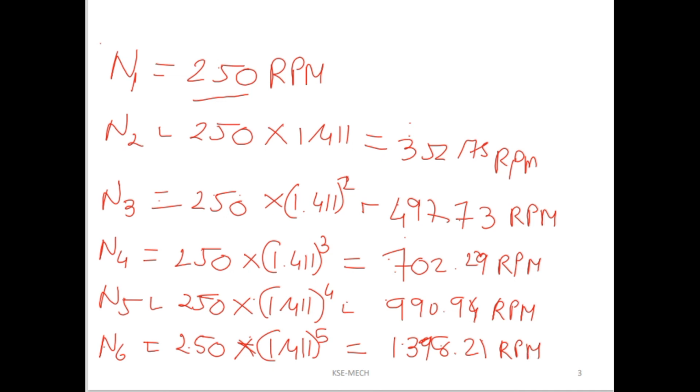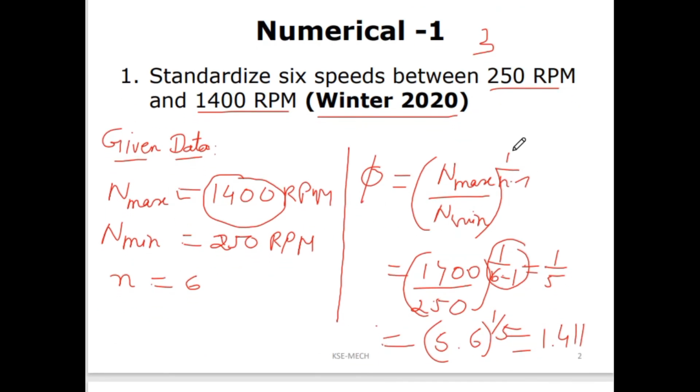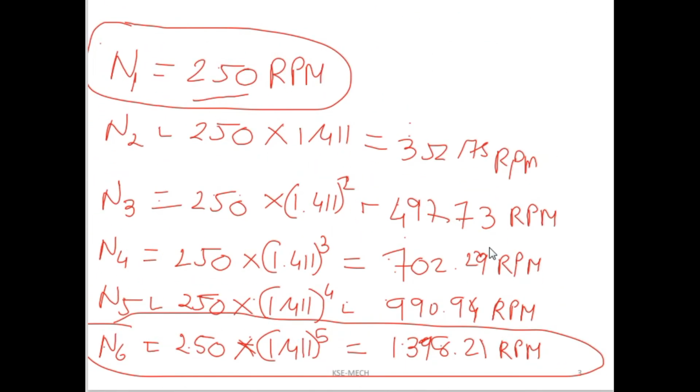So the speed range that you will be getting: the minimum speed is N1, and the last speed will be 1400 rpm. These are the 6 speeds that we have calculated. The formula is very simple: the progression ratio is n max upon n min raised to 1 upon n minus 1. You multiply the minimum speed with this progression ratio, increasing the number of times you multiply, and you will get all the range of speeds. These are all answers to your numerical.